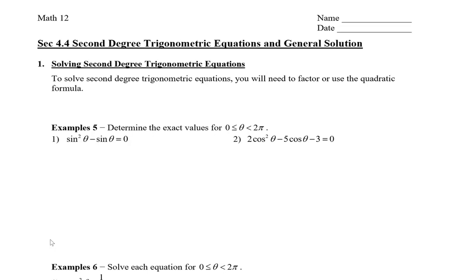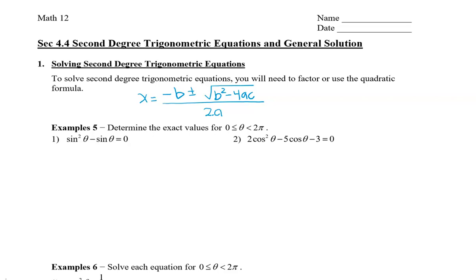Now, when we are solving second-degree trigonometric equations, remember that means that they have a power of 2, so they are quadratics. So in order for us to solve them, we will need to factor or use the quadratic formula. So let's recall the quadratic formula. It is x is equal to negative b plus or minus the square root of b squared minus 4 times a times c, and all of that is divided by 2a. So let's take a look at some examples.